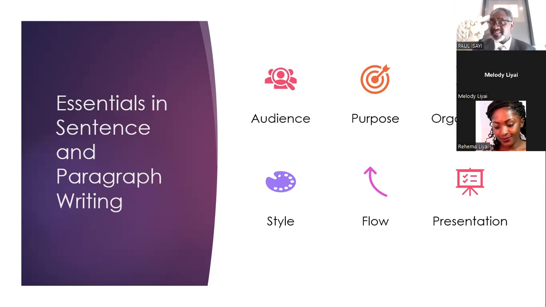The last thing, the sixth one, is the presentation. This is an essential in sentence writing. How do you present your sentence or your paragraph? After you've made it, think of it as a sandwich. You include things in it, and then you pack it, you put slices of bread, and then you serve it. That is the essentials in sentence and paragraph writing.